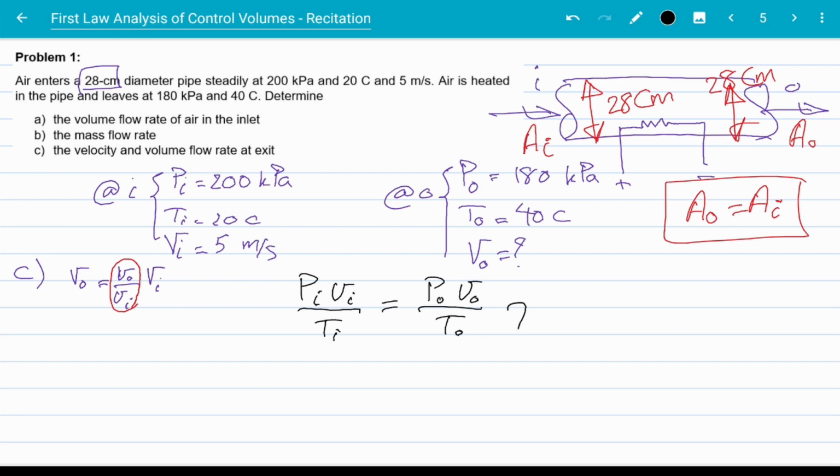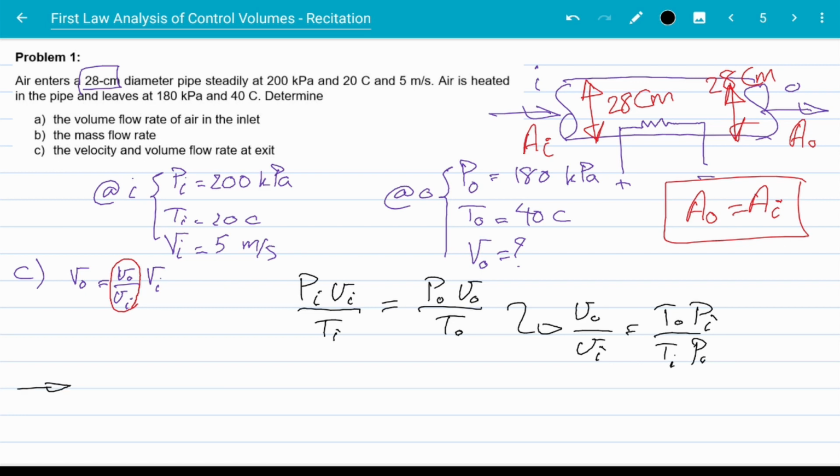Now I can rearrange this equation and get that specific volume of the outlet over specific volume of the inlet is actually temperature of the outlet times pressure of the inlet, over temperature of the inlet times pressure of the outlet, right? So I can plug in numbers here and find a number for specific volume outlet over specific volume inlet. So let's do it.